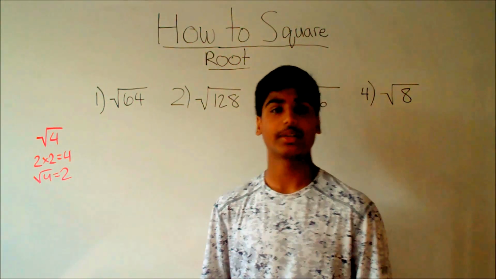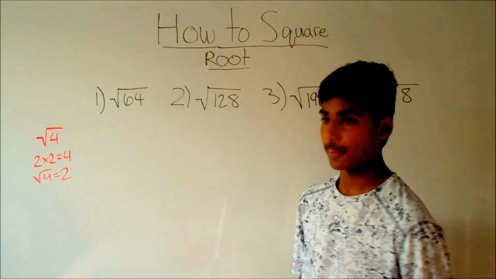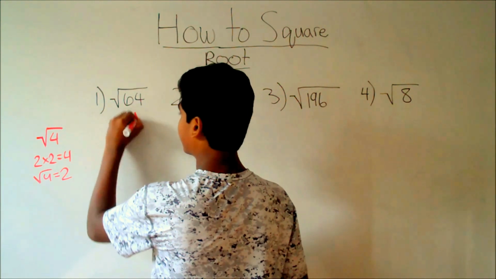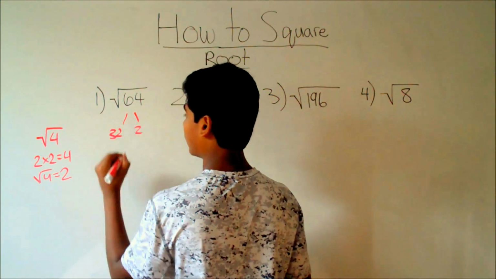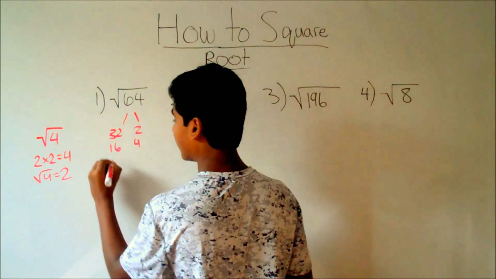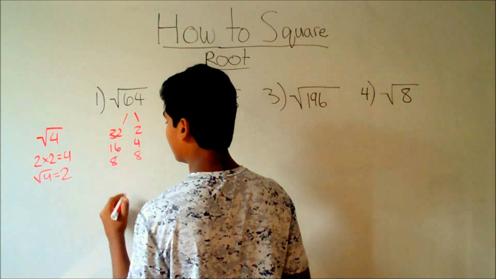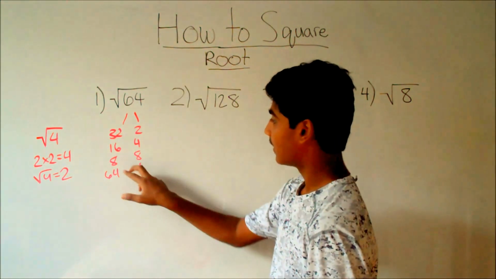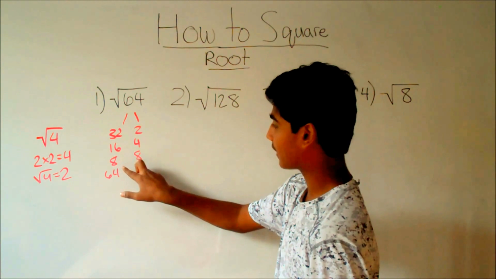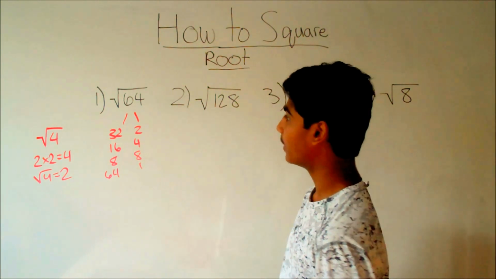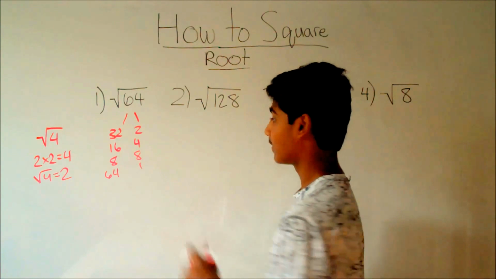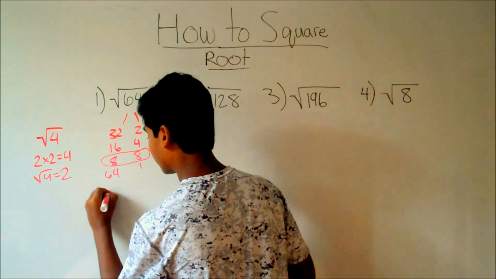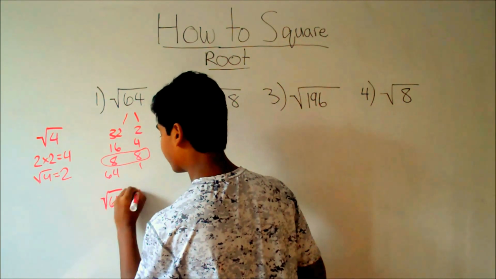So, let's get started with problem 1, the square root of 64. Now let's find the factors of 64. They are 32 and 2, 16 and 4, 8 and 8, and 64 and 1. So, as you can see, there are two factors where when you multiply them together, they equal 64, and they're the same number. That is 8 and 8. So, the square root of 64 is equal to 8.